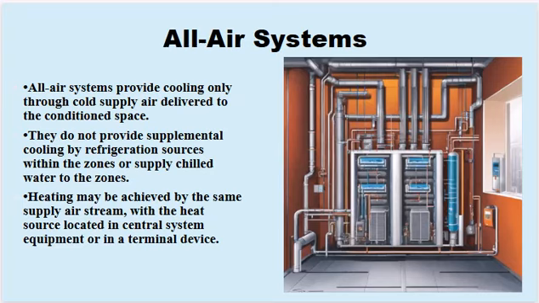Let's talk about all air systems. An all air system uses only air as the medium for both heating and cooling. The process is straightforward. Cold air is supplied to spaces to cool them, and heating is achieved by adjusting the temperature of the same airstream using a heating coil in the central equipment. The air is usually conditioned at a central plant and then distributed to different zones through ductwork. What's unique about this system is that it doesn't rely on chilled water or refrigeration like air-water systems. Instead, it uses only air to maintain temperature control across the building. This system is common in many applications where simplicity and centralized air distribution are key.